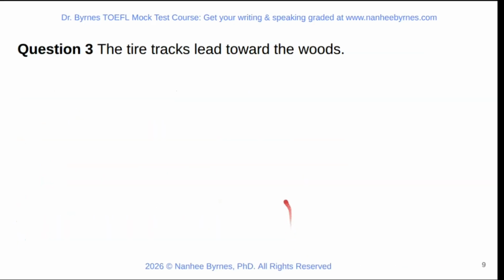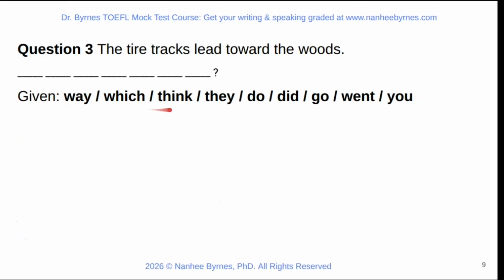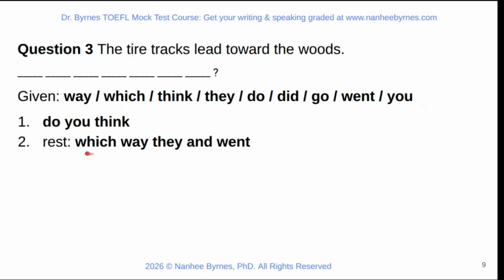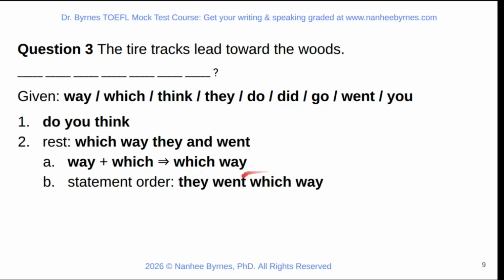Question 3. The tire tracks lead toward the woods. Words given, way, which, think, they, do, did, go, went, you, question mark. First we have do you think. Looking at the rest, which, way, they, and went. Here, way is a singular countable noun needing a determiner, which is which, giving us the phrase which way. So we have the statement order, they went which way.